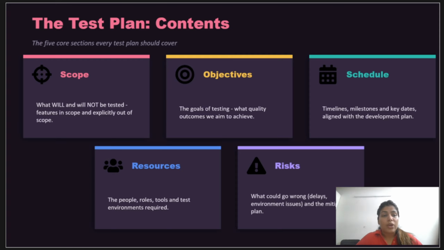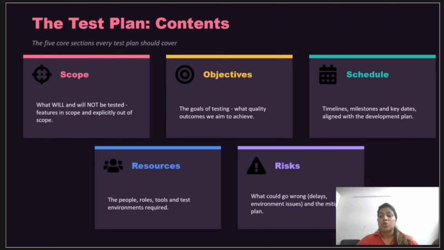Now, let us look at the content of the test plan. So, a test plan can be long, but 5 sections form its backbone. These map to the IEEE 829 standard, but every company uses its own template built on these. The scope is the single most important section: what will be tested and, crucially, what will not be, what is out of scope. Defining the out of scope prevents any misunderstandings that might come up later.